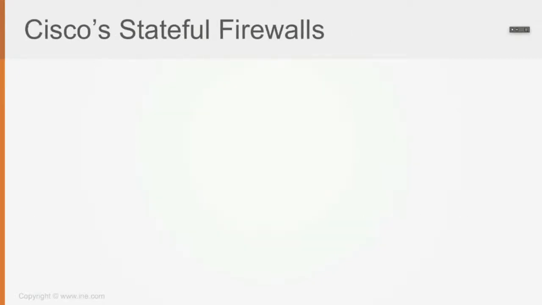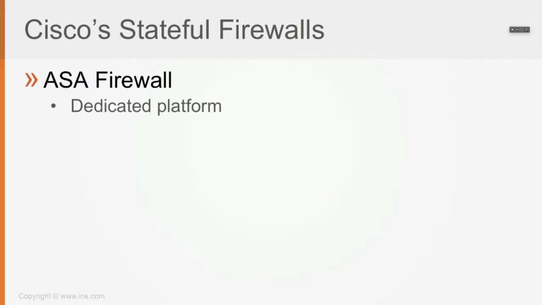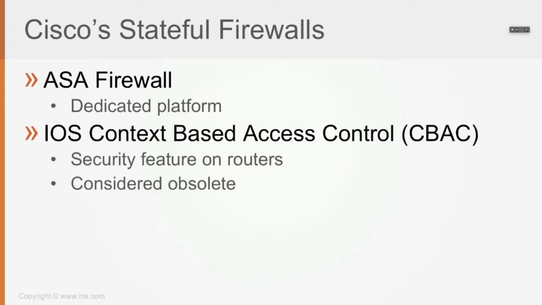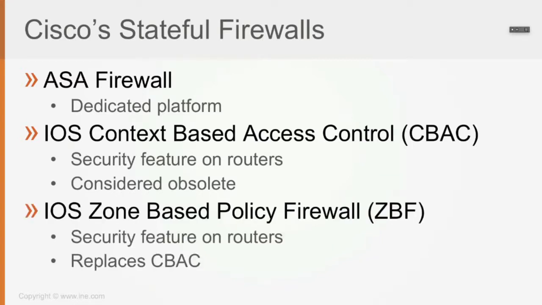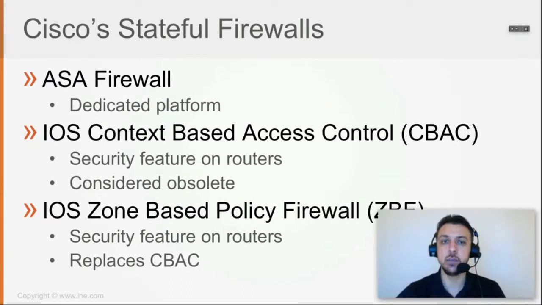And then if we speak about Cisco stateful firewalls, we have the ASA firewall, which is a dedicated platform. We're going to speak about it after this session. And then we have the IOS context-based access control, or CBAC, which is likewise a stateful firewall, but it's a security feature on IOS routers. It is considered obsolete. And we have the IOS zone-based policy firewall, which is a security feature on routers and replaces CBAC. So CBAC and zone-based policy firewall are not dedicated firewalls, they are just features which are going to be enabled on IOS or IOS XE routers.